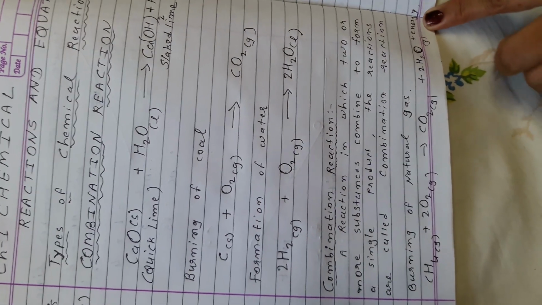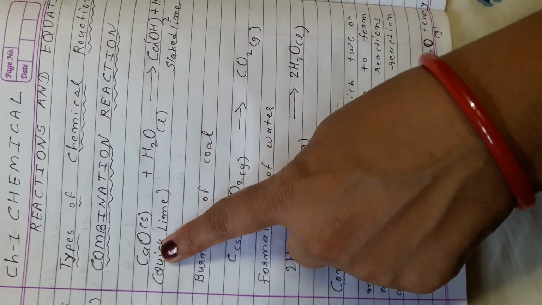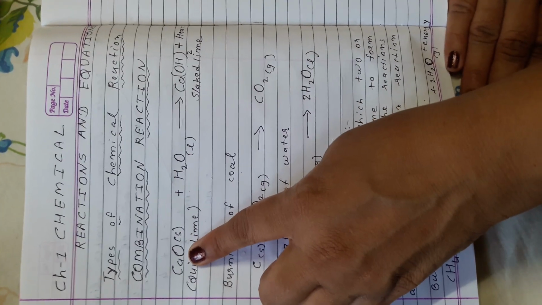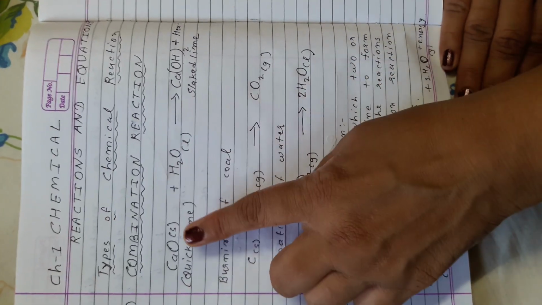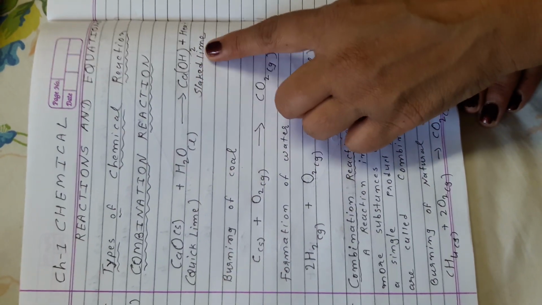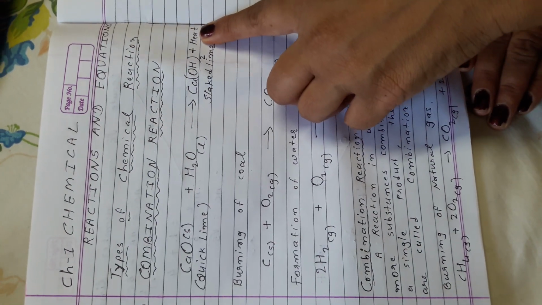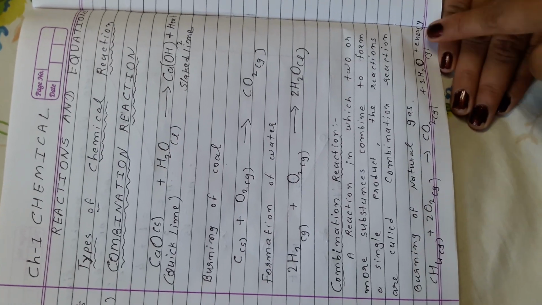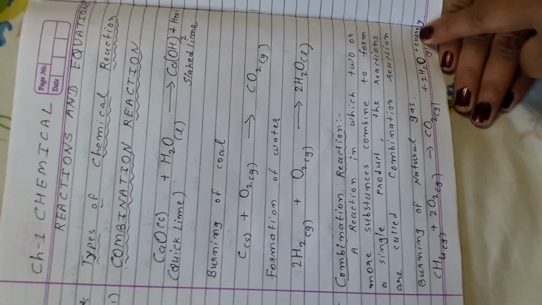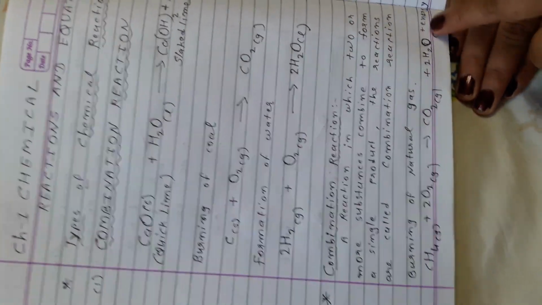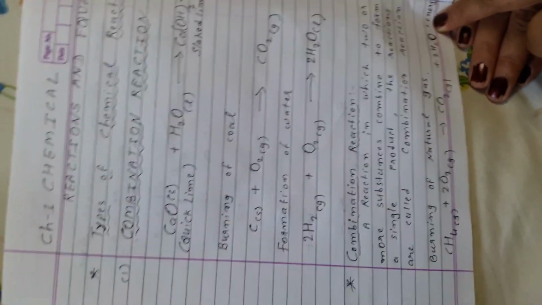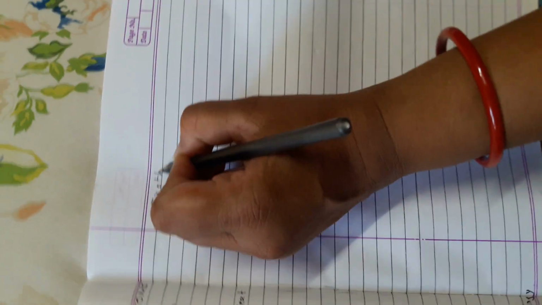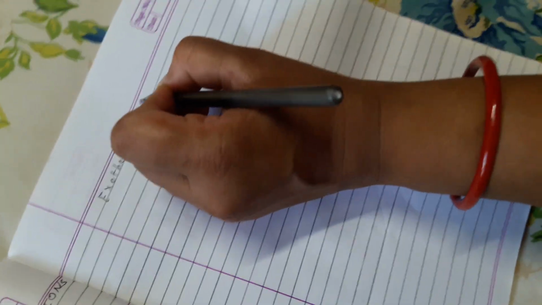Now we have seen that in this reaction, when water is added to quicklime, slaked lime is produced, and during this reaction heat is also released. In the burning of natural gas, energy is also released. So during the reaction energy is released. This type of reaction is called an exothermic reaction.